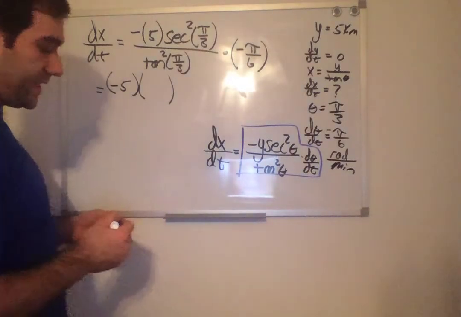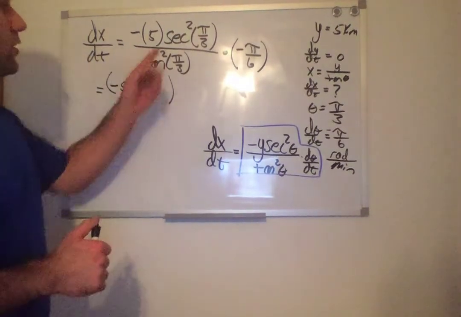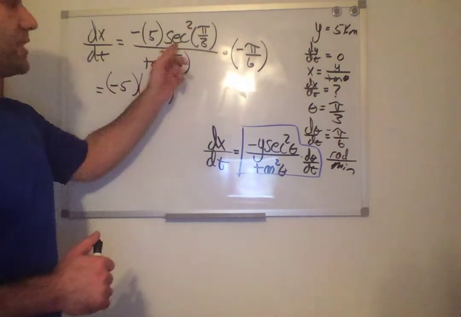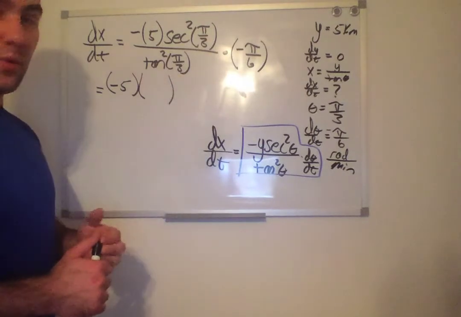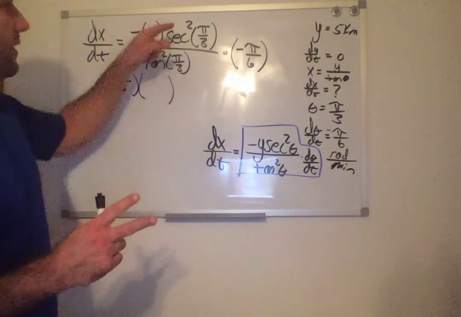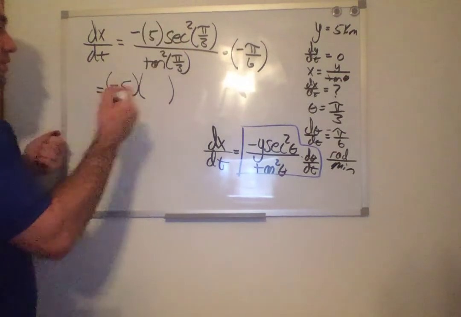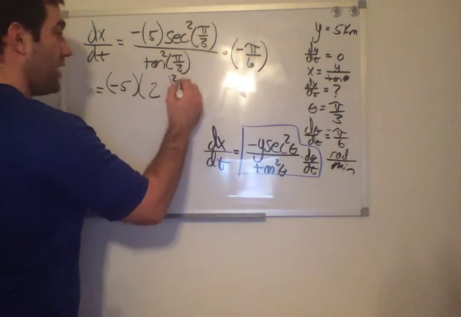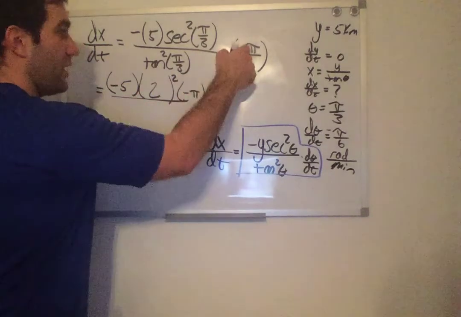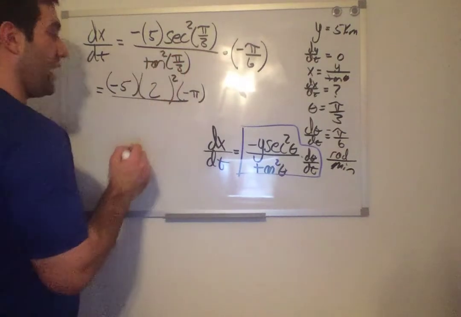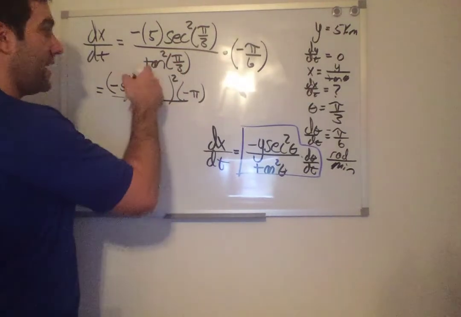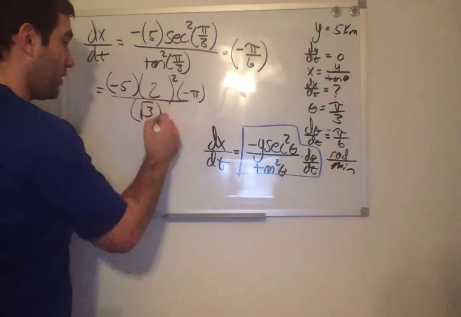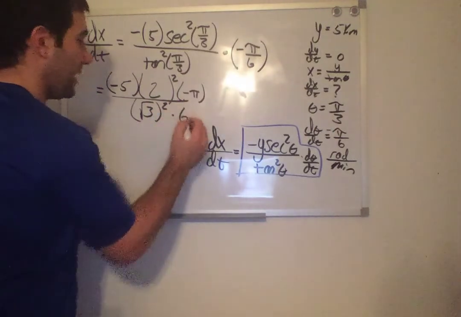Secant squared of pi over 3. If you recall, secant is 1 over cosine. Cosine of pi over 3, the x-coordinate of pi over 3, is 1/2. But we're doing secant, so it's the reciprocal of that: 1 divided by 1/2, which is 2. Then we're squaring it, so this is going to be 2 squared. We've got a negative pi on top from right here, and then tangent squared of pi over 3. Again, tangent of pi over 3 is square root of 3, and then we're going to square everything. And then we've got to multiply by 6 on the bottom.